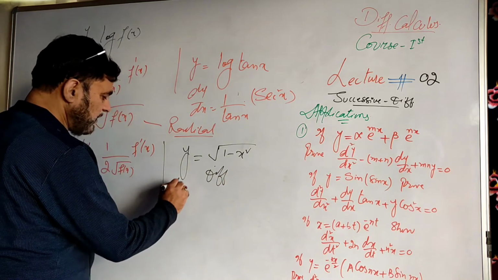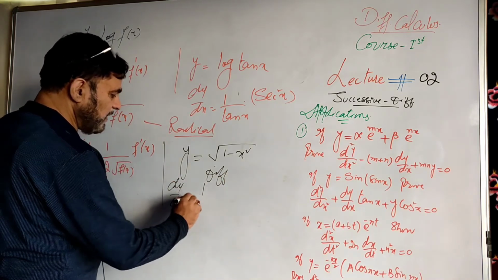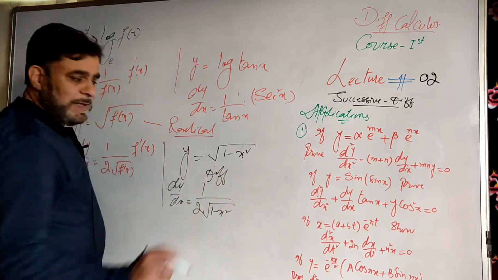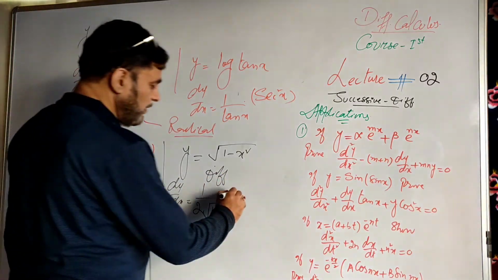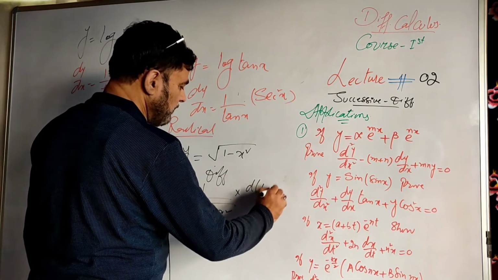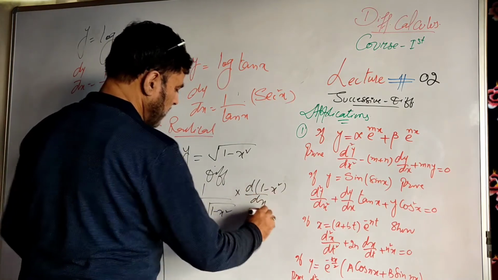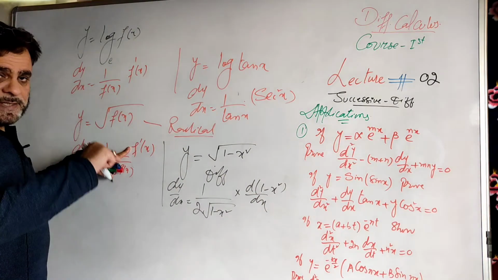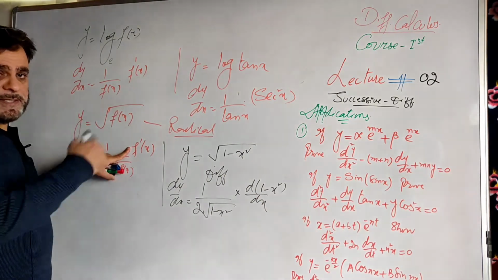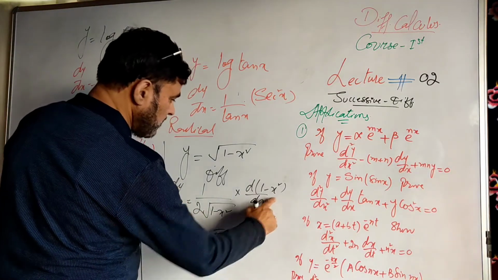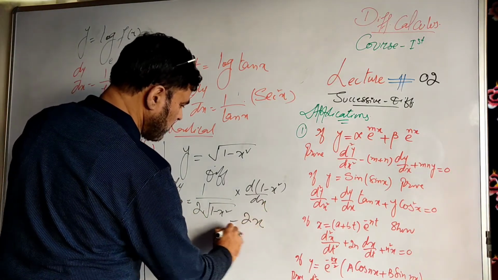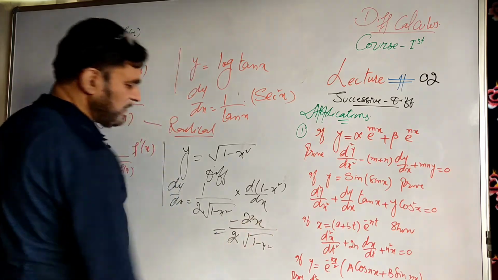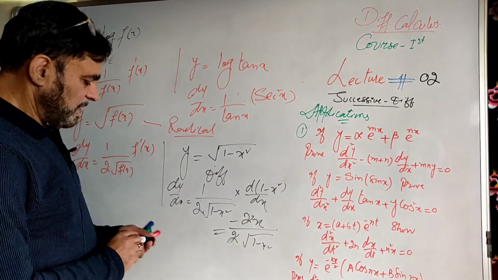Then dy by dx is 1 by twice the under root of this, and in the numerator you write the derivative of 1 minus x square with respect to x, which is f dash x. The derivative of the function under the radical is to be written in the numerator. Then it is minus 2x by 2 times under root of 1 minus x square. This way we go for the differentiation. It is something basic.